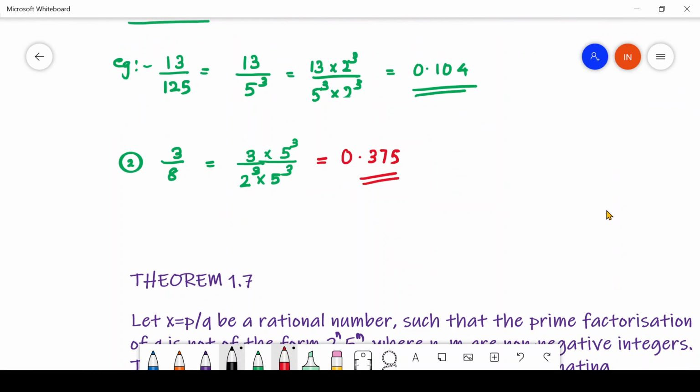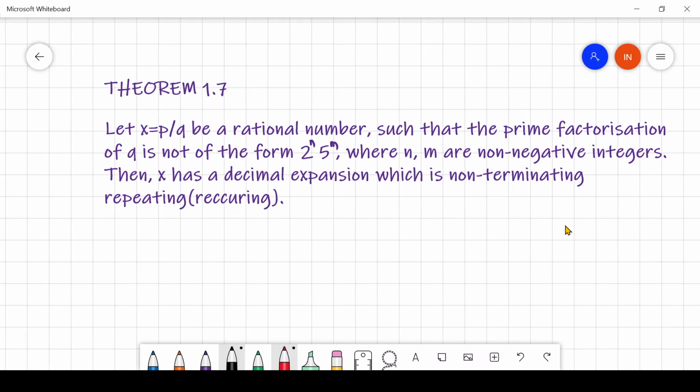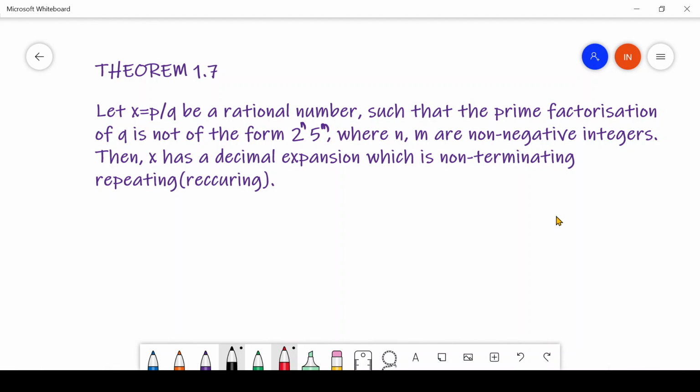The next theorem is theorem 1.7. Let x equal to p by q be a rational number such that the prime factorization of q is not of the form 2 raised to n, 5 raised to m, where n and m are non-negative integers, then x has a decimal expansion which is non-terminating repeating. So how can we conclude this? I'm going to do an example over here.